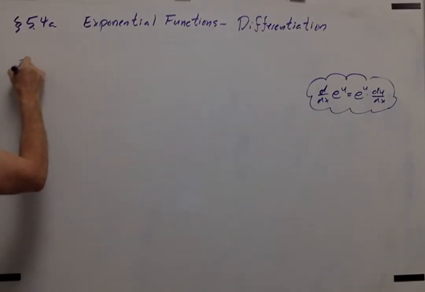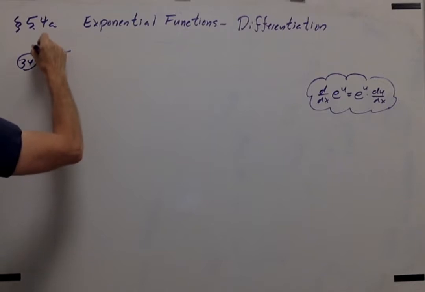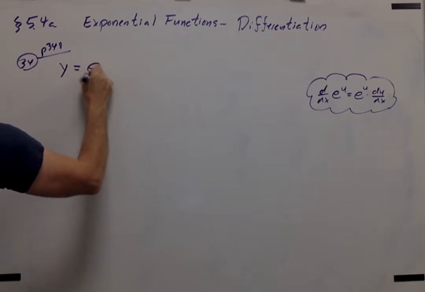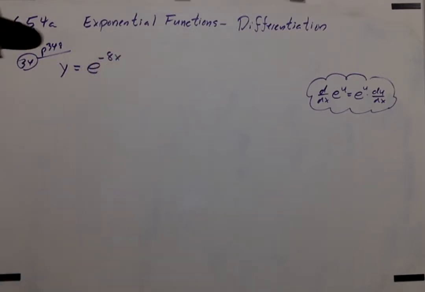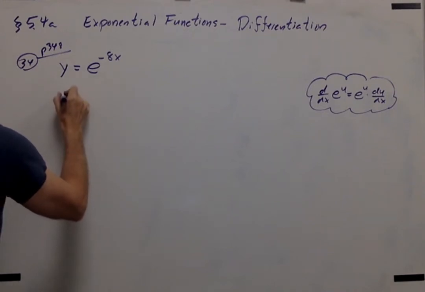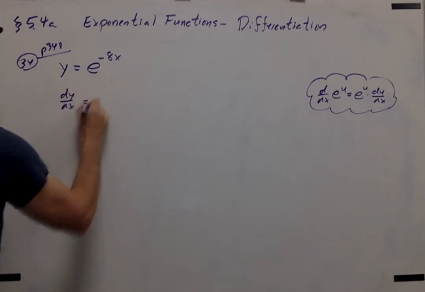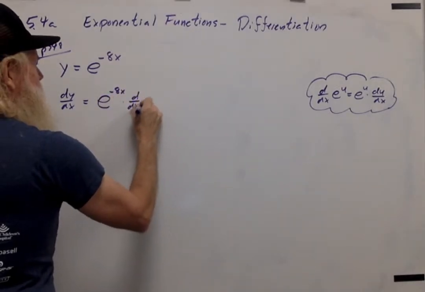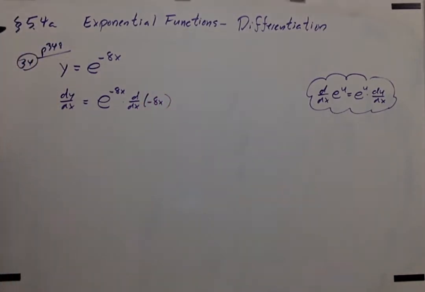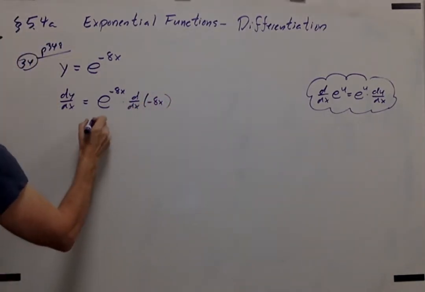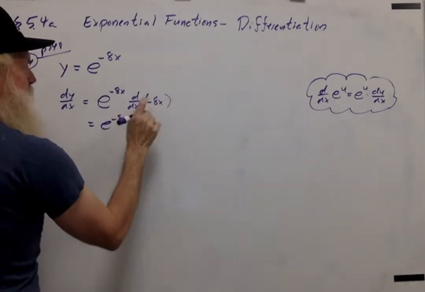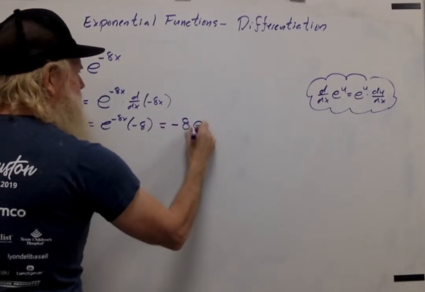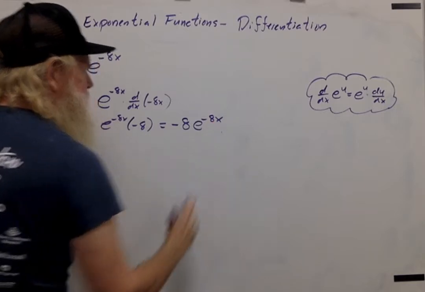Number 34 from page 348 asks us to find the derivative of e to the negative 8x. So using this rule, dy dx will be e to the negative 8x times the derivative of the inside. So e to the negative 8x times the derivative of negative 8x. And the derivative of negative 8x is negative 8. So I get negative 8 e to the negative 8x.